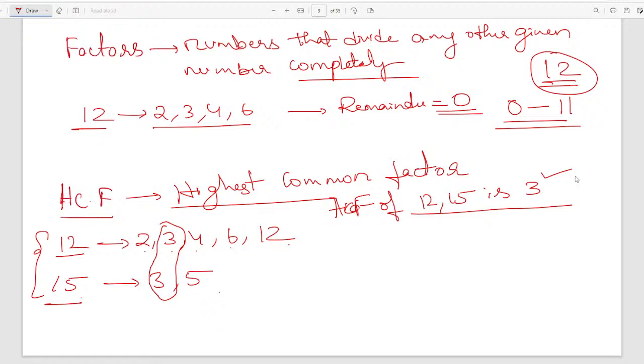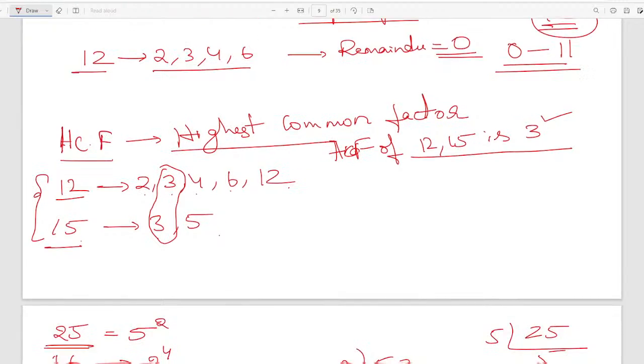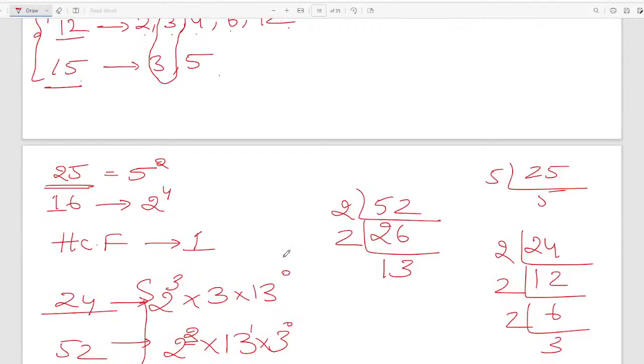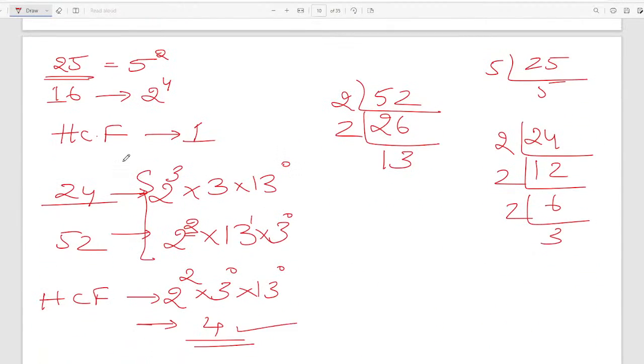And if you have to calculate the highest common factor, the proper method is through prime factorization. For example, in this case, I've taken 24 and 52. What we do is convert these numbers using the prime factorization method, and we write them as primes. So 24 can be written as, using the factorization method, 2 12s are, 2 6s are, 2 3s are. So it would be 2 cubed into 3, and 52 would be 2 square into 13.